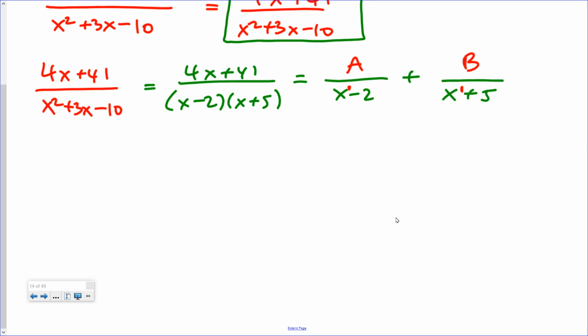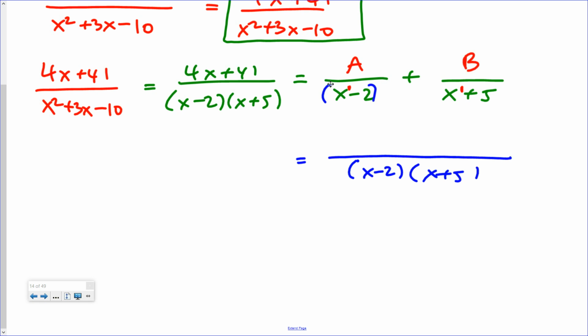Okay, so my common denominator between these two problems is going to be x minus 2 times x plus 5. Okay, that's going to be my common denominator. You try to use the lowest common denominator. As a matter of fact, your common denominator is always the same as this denominator. Okay, everybody good with that? Okay, so that's my common denominator.